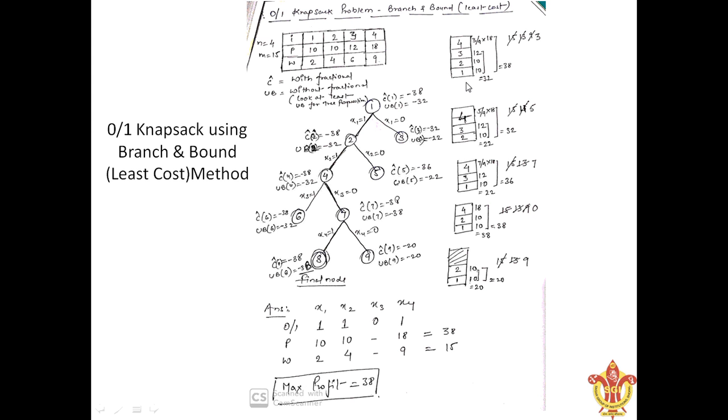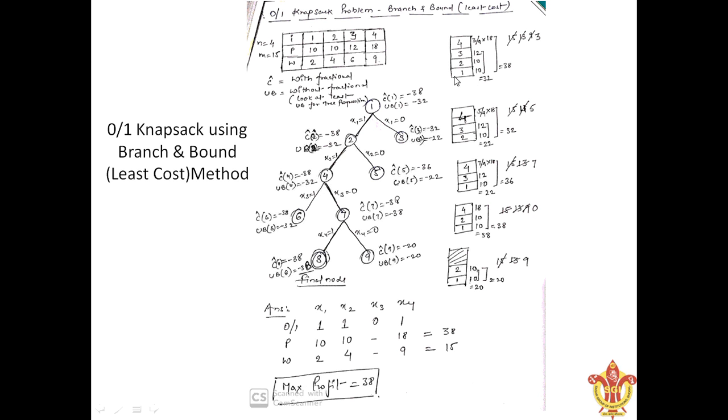So we are going to include items 1, 2, 3. The weights are 2, 4, 6, which gives 12. The maximum weight is 15. Now 12 plus 9 is 21, which exceeds 15. So we'll have to calculate for another upper bound.